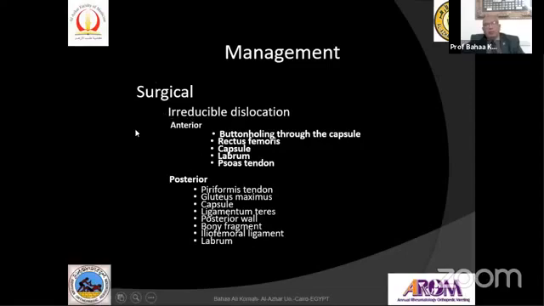If it is anterior, look for buttonholing through the capsule, rectus femoris entrapment, capsule, labrum, or psoas tendon. In the posterior, look for the piriformis tendon, gluteus maximus, capsule, ligamentum teres, posterior wall injuries, fractures, bone fragment, iliofemoral ligament, or labral tear. These are the causes of an irreducible dislocation.